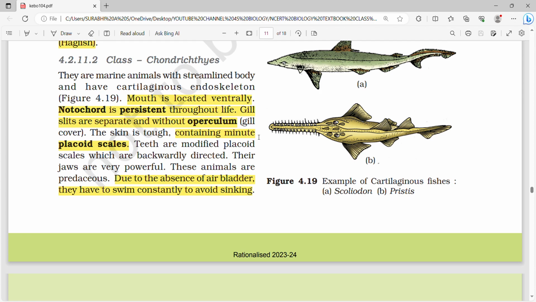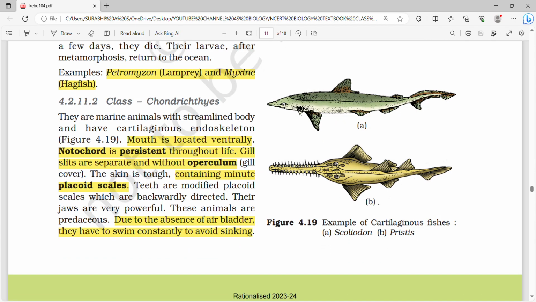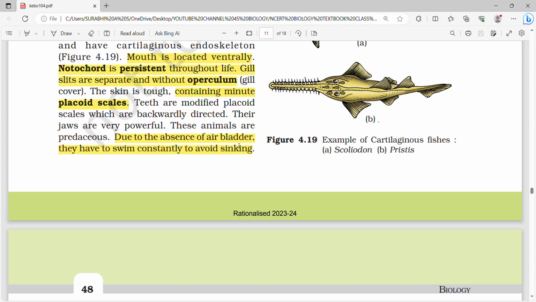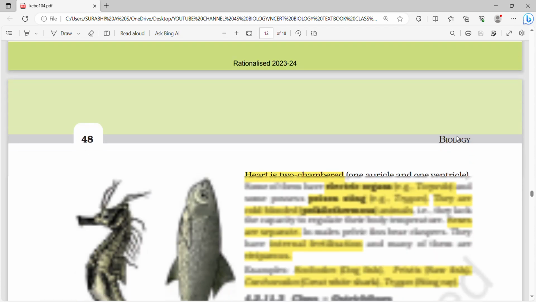Next is Chondrichthyes. It bears fins, Gnathostomata, superclass Pisces. In this, mouth is located ventrally. Notochord is persistent throughout the life. Gill slits are separate and without operculum. It contains minute placoid scales. Due to the absence of an air bladder, which is very important, they have to swim constantly to avoid sinking.